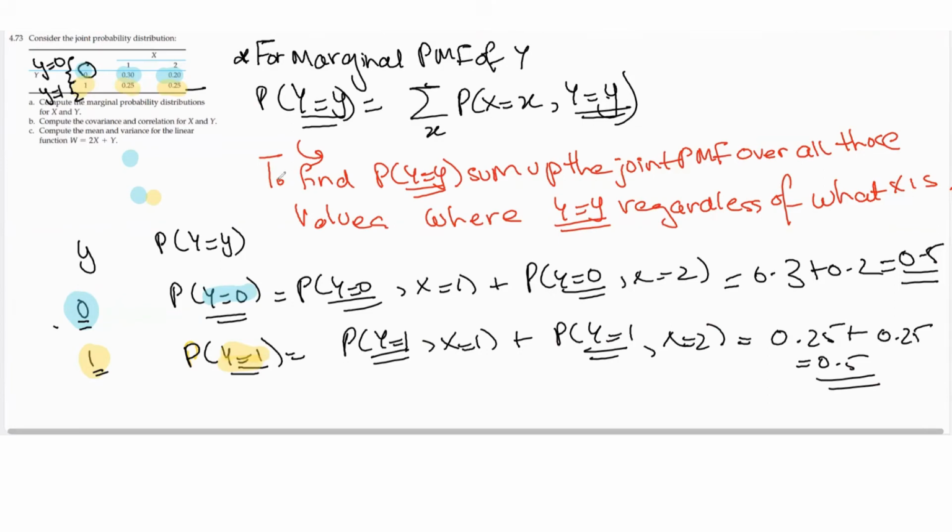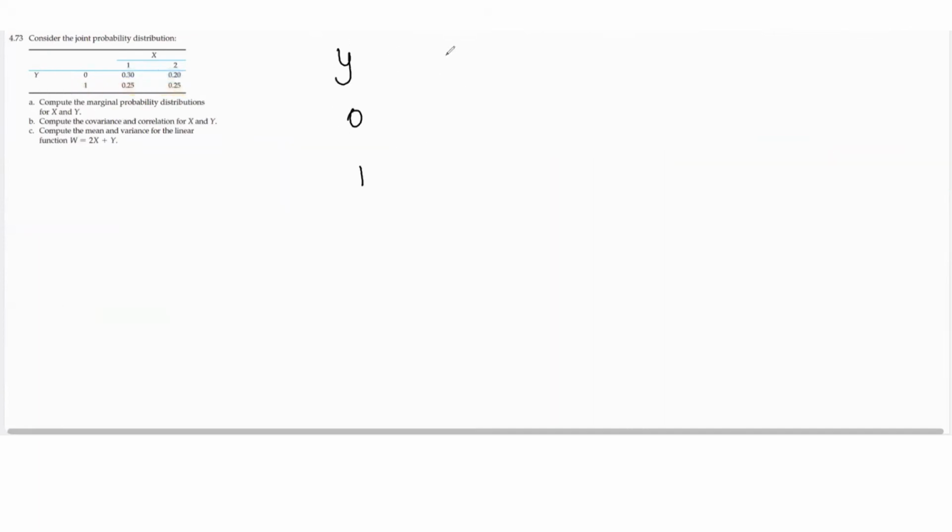In this way, we can also find the marginal PMF of Y. We found both values of Y, 0 and 1, and the associated probabilities. If we write it over here, Y takes values 0 and 1, and the probabilities are 0.5 and 0.5. So this is the marginal PMF of Y, which is telling us the values Y takes, 0 and 1, and the associated probabilities 0.5 and 0.5. We can also see that this PMF sums to 1, so it meets the condition of a valid PMF.